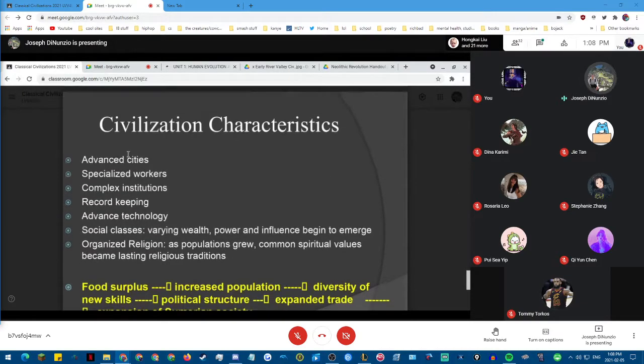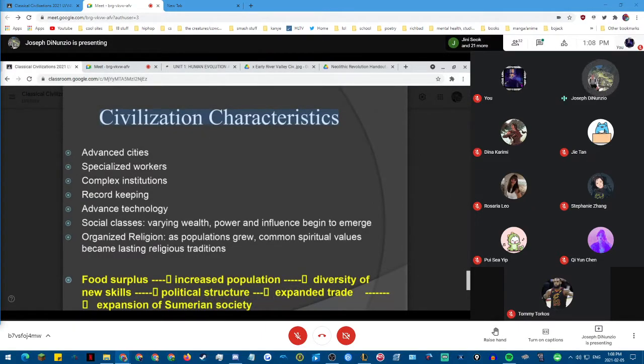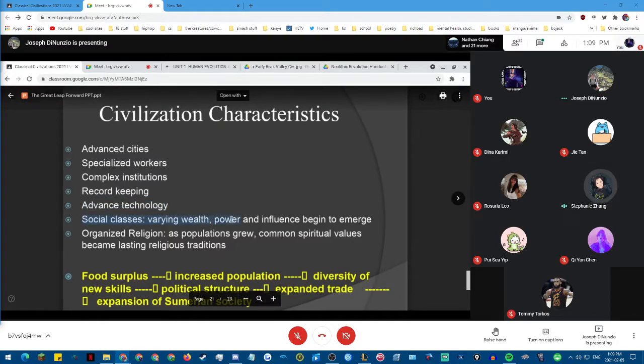So characteristics of a civilization, Stephanie. When we say a civilization, whether that be Greece, Rome, Indian civilization, Chinese civilization, what do we mean, Stephanie? We mean advanced cities, specialized workers, complex institutions, record keeping, advanced technology, social classes, varying wealth, power and influence beginning to emerge, organizing religion. As populations grow, common spiritual values become lasting religion traditions.